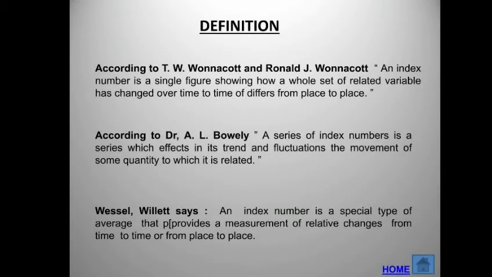According to T.W. Wannacott and Ronald J. Wannacott, an index number is a single figure showing how a whole set of related variables have changed over time, or from place to place. According to Dr. A.L. Bowley, a series of index numbers is a series which reflects in its trend and fluctuation the movement of some quantity to which it is related. Wessel Willett says an index number is a special type of average that provides a measurement of relative change from time to time or from place to place.